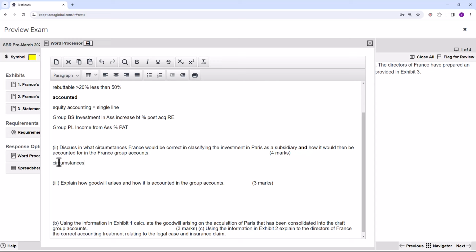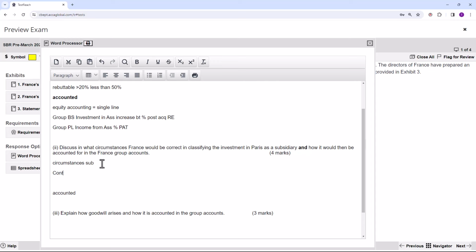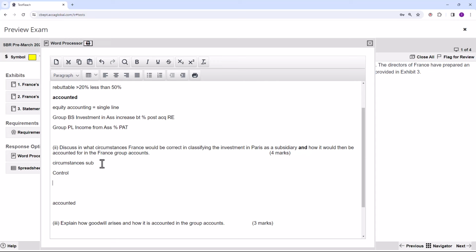And it's a bizarre set of circumstances. Yeah, we've got to answer the question. And how is a sub then accounted for in the France group accounts? Now, for the circumstances in which you would include it as a subsidiary, the absolutely key word we're looking for is control. The definition of a sub is not a number. The definition of a sub is it's something that you can control.